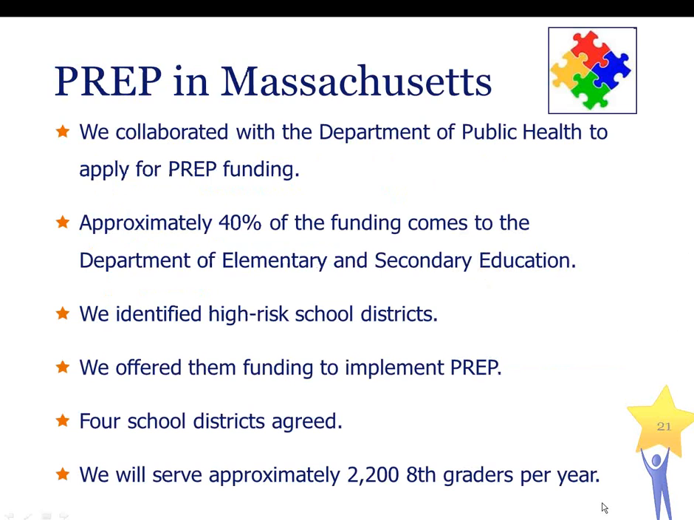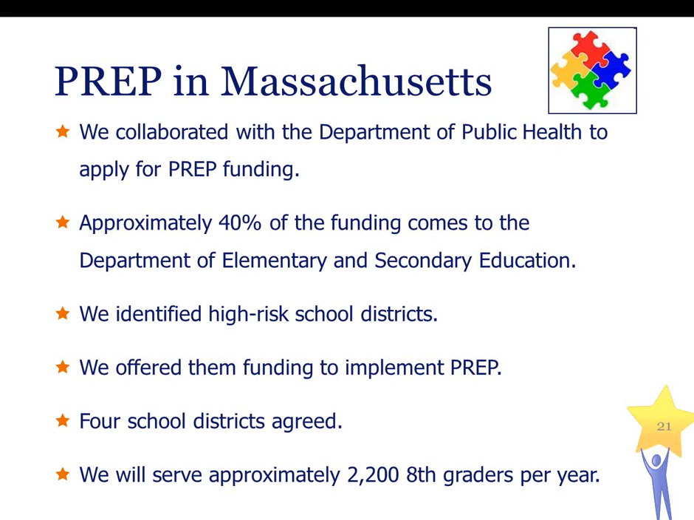So in Massachusetts, we applied for PrEP funding through two departments. The Department of Public Health and the Department of Elementary and Secondary Education collaborated on our application. And about 40% of the funds come to our department, and what we do with most of it is give it in grants to schools to participate in a PrEP program.